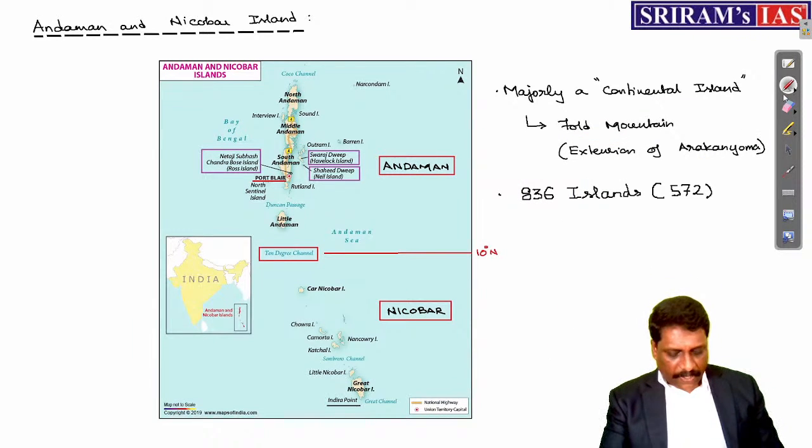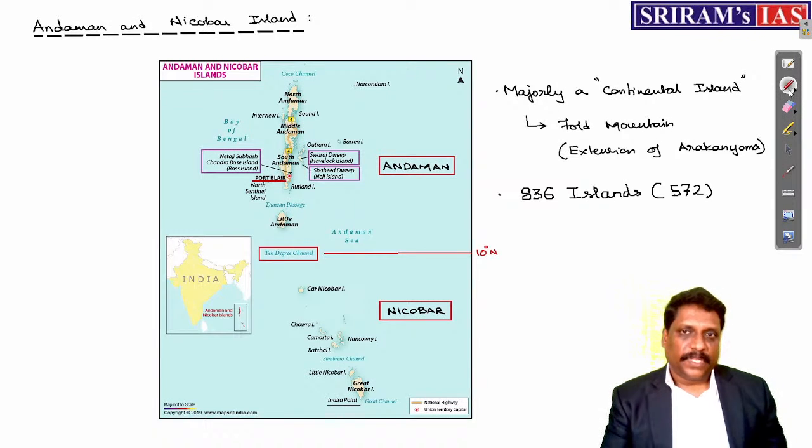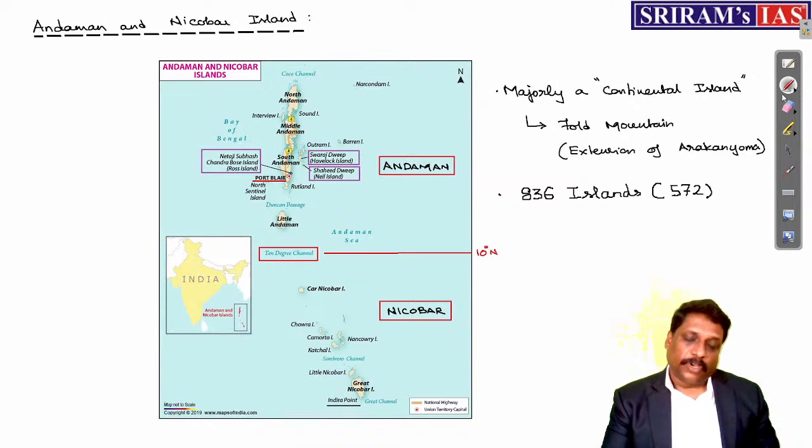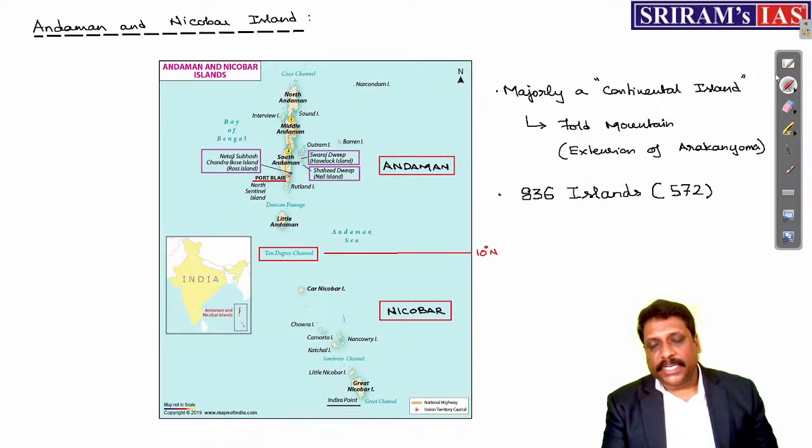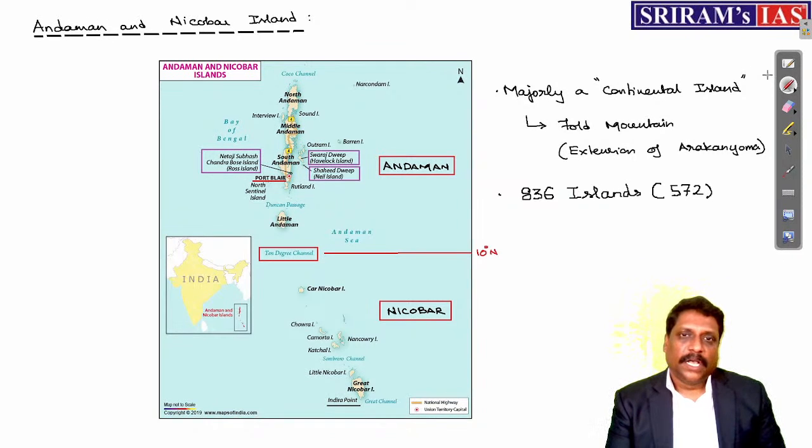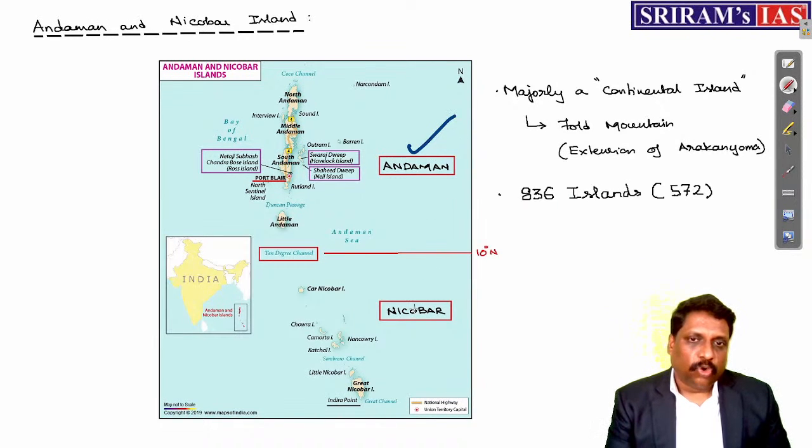See, normally I know that Gujarat has the lengthiest coastline among the states. If I also include Union Territory, then the lengthiest coastline is with Andaman and Nicobar Islands, not even Gujarat. Now, the northern group, I said Andaman, and southern group, you call them as what? Nicobar group, separated by 10-degree channel.